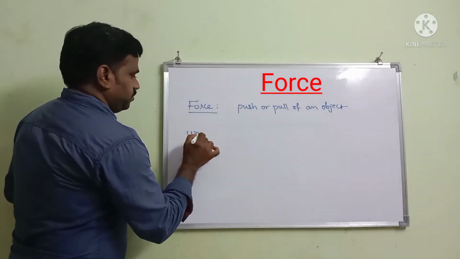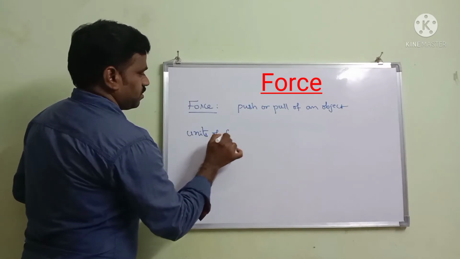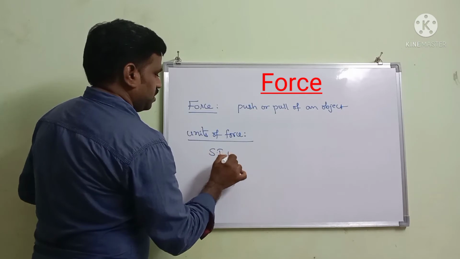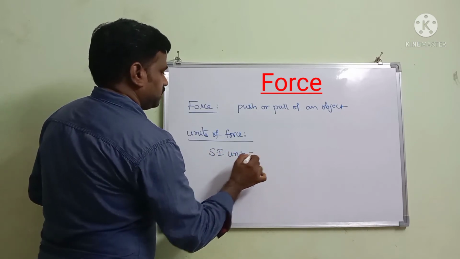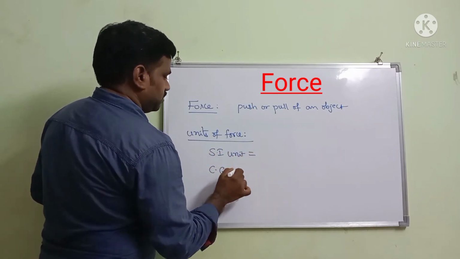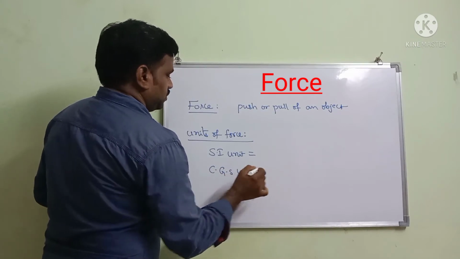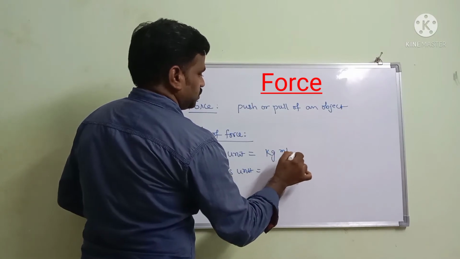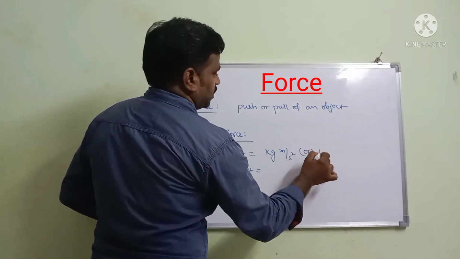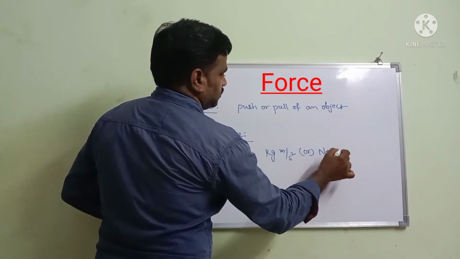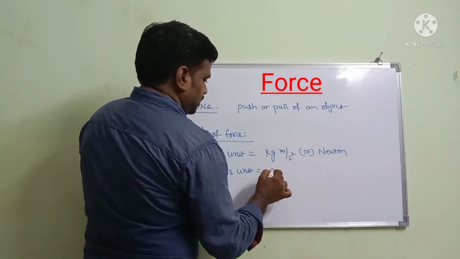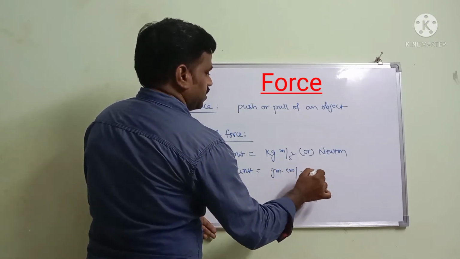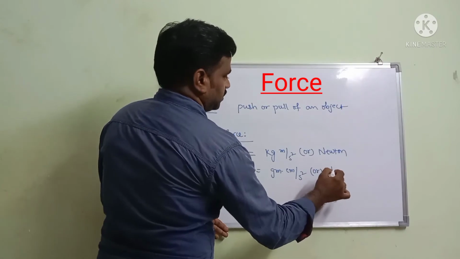And what are the units of force? We have an SI unit, and at the same time a CGS unit also. The SI unit is kg meter per second square, or you can also call it Newton. And the CGS unit is gram centimeter per second square, or dyne.